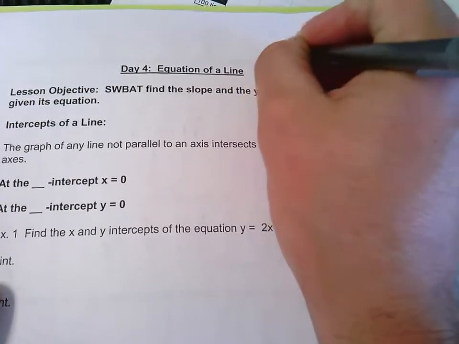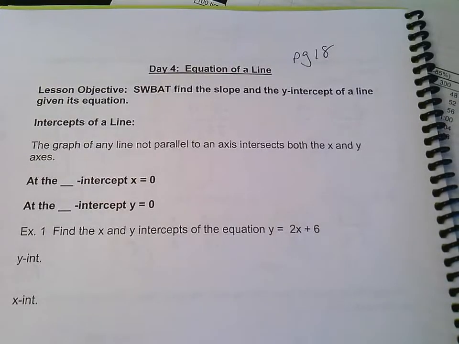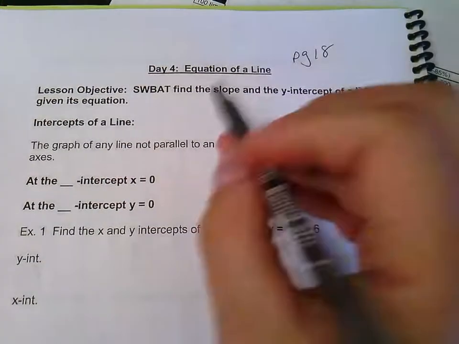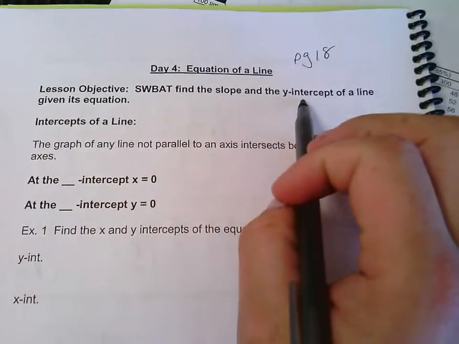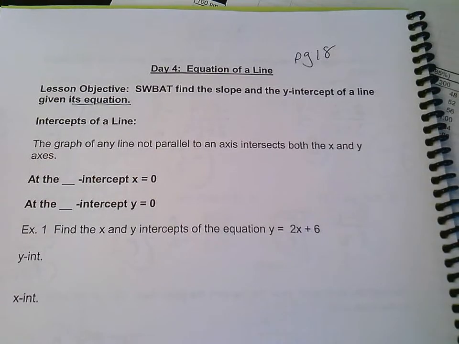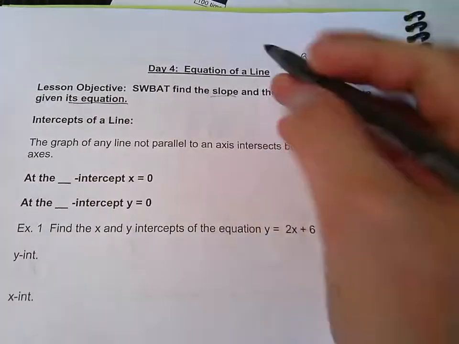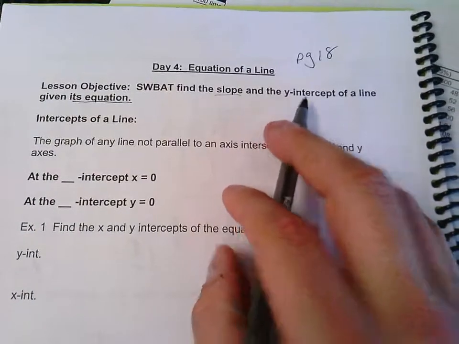This is page 18 of the linear equations, and we're going to talk today about the equation of a line. The lesson objective would be to find the slope and the y-intercept of the line given its equation. So I'm going to give you an equation, you're going to be able to find the slope and something called the y-intercept. Slope we've already talked about, it's that rise over run. The y-intercept we're going to introduce here.